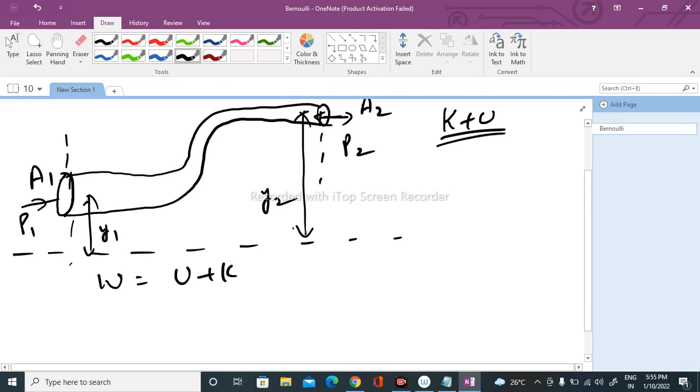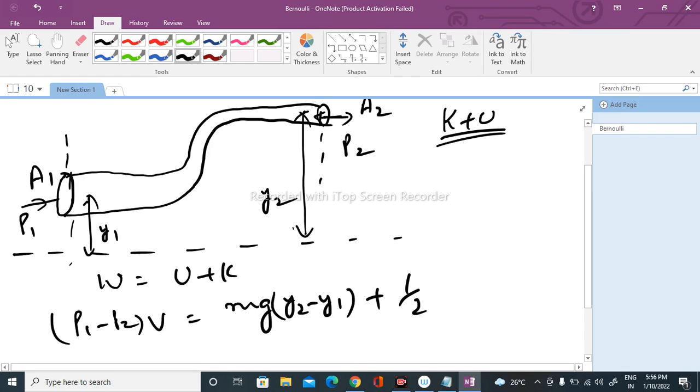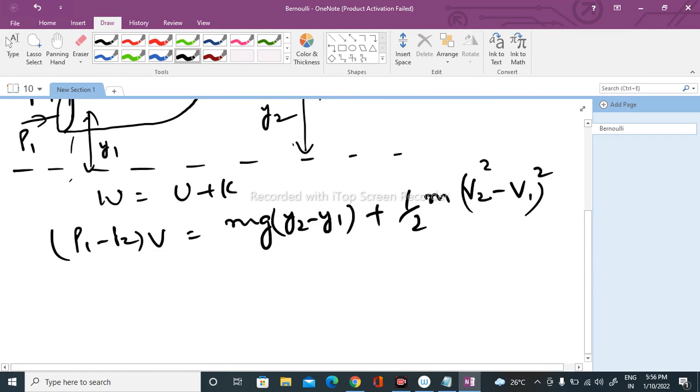So how do I get work? It is the difference of pressure multiplied with the volume. That is equal to the gain in potential energy and gain in kinetic energy, or a drop in potential energy and gain in kinetic energy, or vice versa. Potential energy is mg, and kinetic energy is half m, let us say the velocity here is v2 square minus v1 square. So here we can write this expression as P1 minus P2 into V.